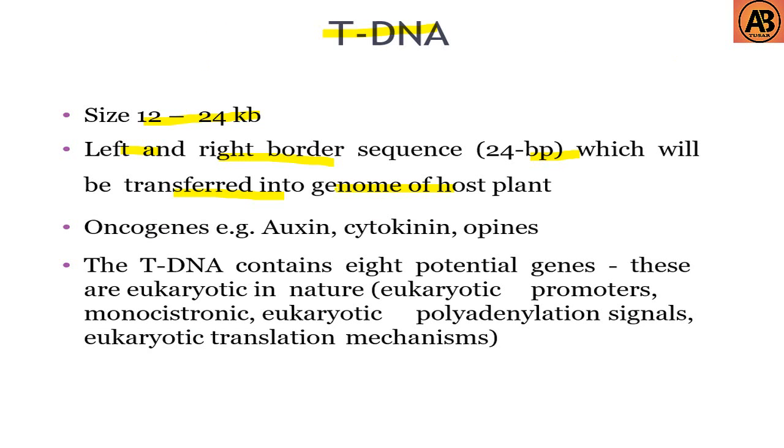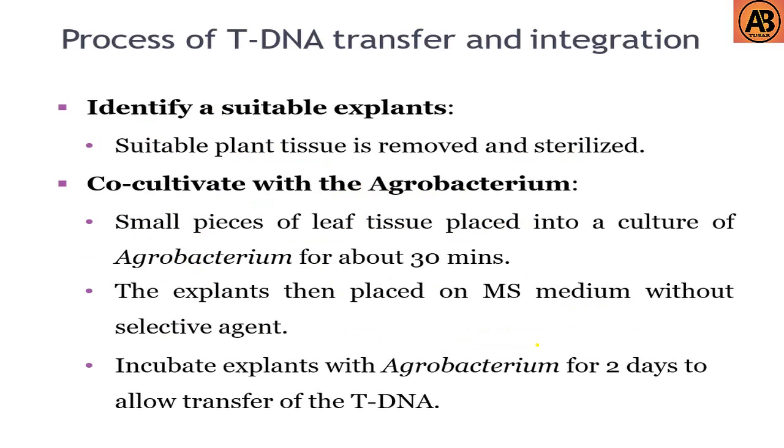Then oncogenes, that means auxin, cytokinin, opines. The T-DNA contains 8 potential genes. These are eukaryotic in nature: eukaryotic promoters, monocistronic, eukaryotic polyadenylation signals, eukaryotic translation mechanisms, etc. Then the process of T-DNA transfer and integration.